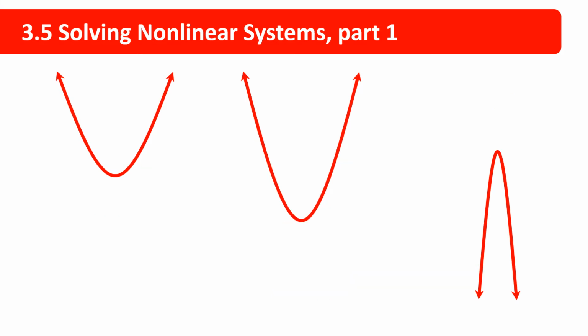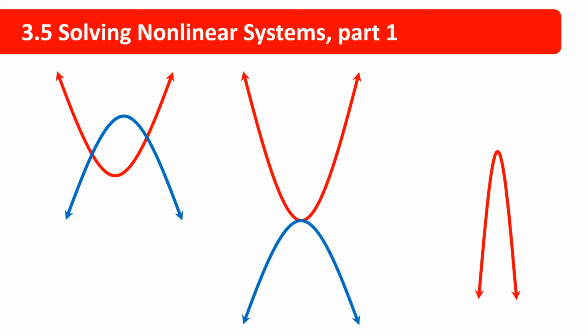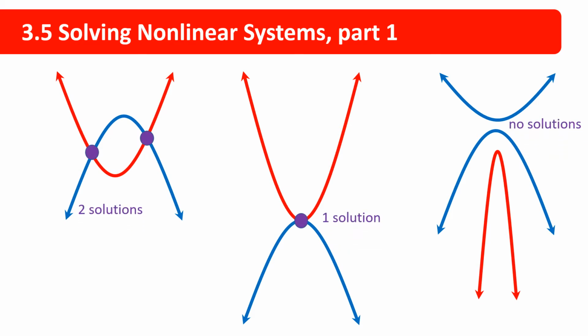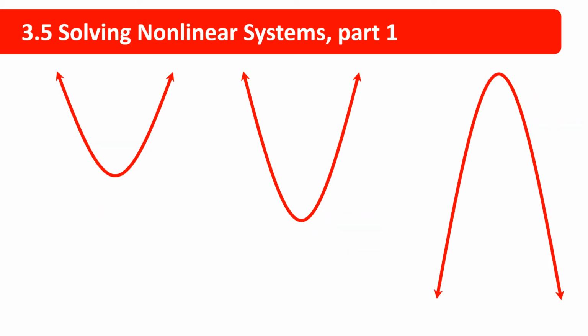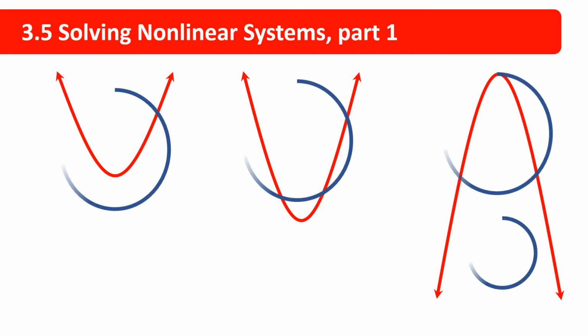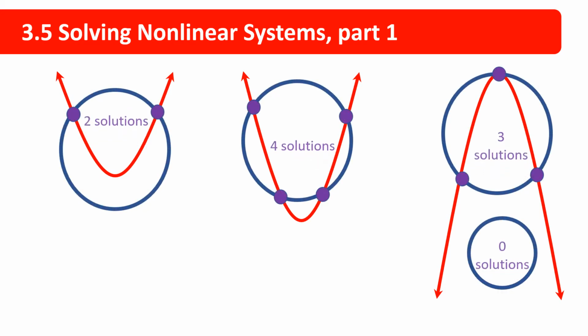Here are a few more examples where instead of lines intersecting, we have parabolas intersecting with one another. And again, you can see there's examples of two solutions, one solution, or even no solutions. And just one more quick illustration. Check out these parabolas intersecting with circles. You can see 2, 4, 3. You can imagine where there might be one solution or even no solutions.